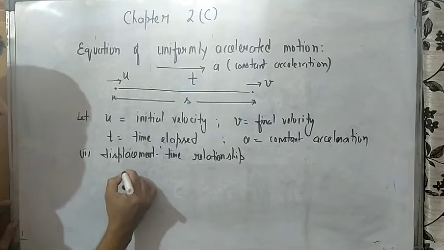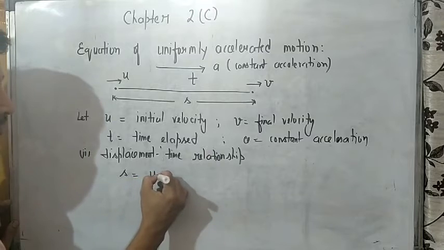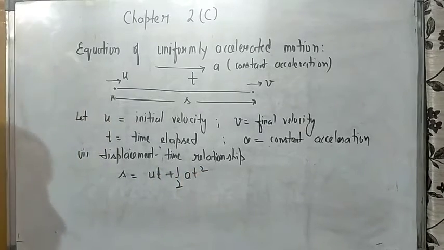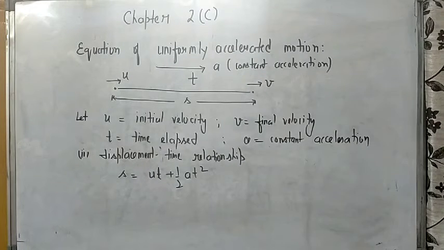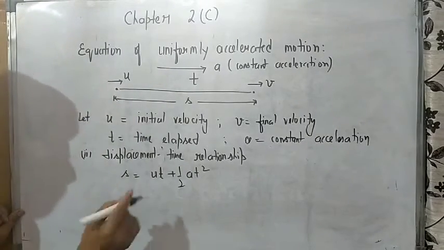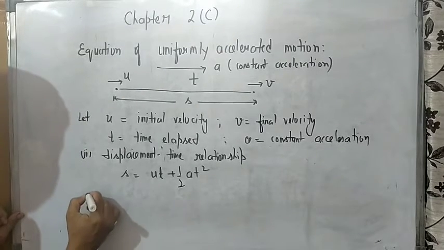In this case, s, the distance traveled, is equal to ut plus half at square. This is the equation: s is equal to ut plus half at square. Let me explain by this example.